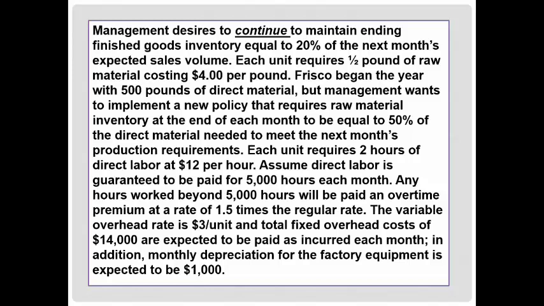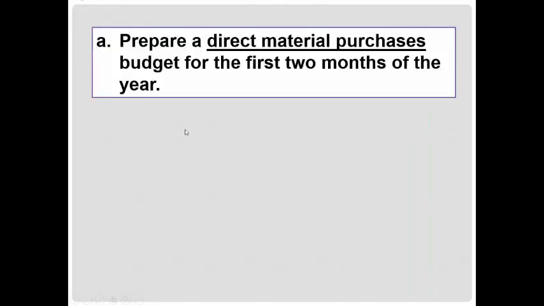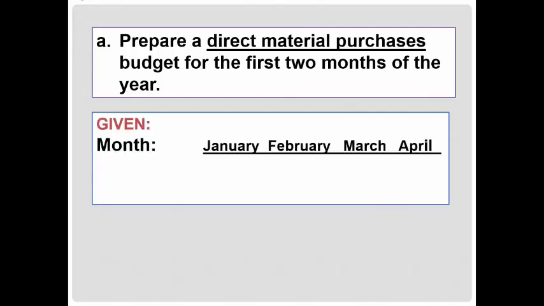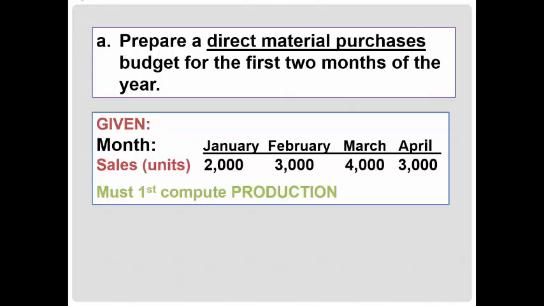So here you're given information first about material requirements, then labor, and then overhead. First, we'll focus on the direct material budget. Prepare a direct material purchases budget for the first 2 months of the year. Now what we're given is, for January, February, March, and April, we're given sales. So if we're given sales, before we can do a direct material, direct labor, or overhead budget, we are going to need to prepare a production budget, because your materials usage will be based on what you produce.